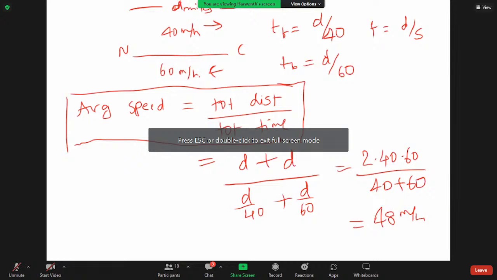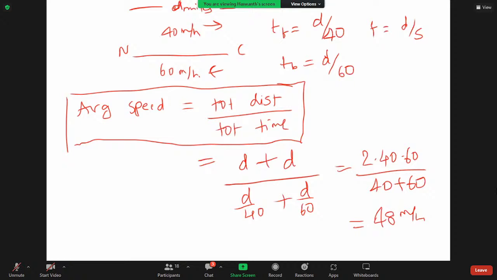So these are some model problems present on this distance and time related concepts. Speed, distance and time. So if there's any doubt here, let me know.